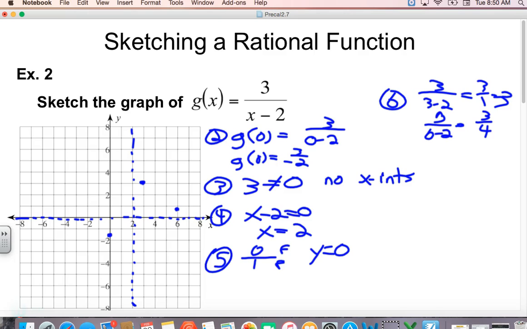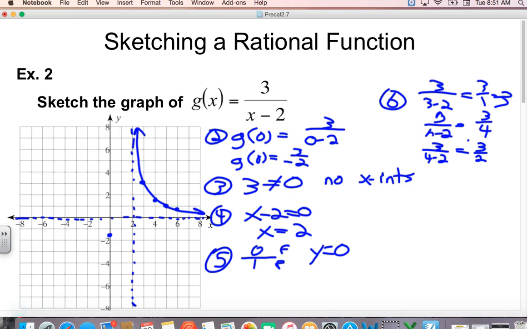So let's do 4. 3 over 4 minus 2 would give us 3 over 2. Sorry guys, it's early. So 1.5 when we plug in 4. And if we plug in 5, we would get 1. So that'll give us some points that we can rely on to draw our curve a little bit on that side.